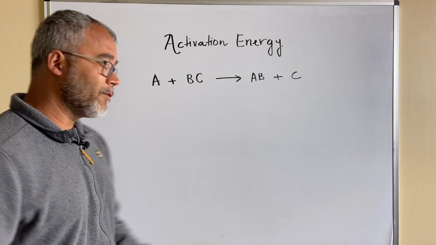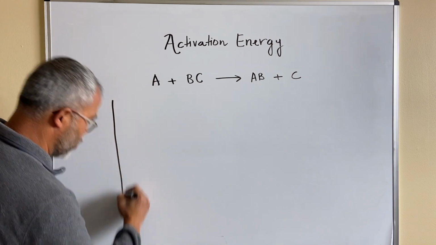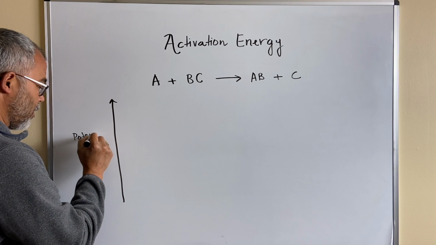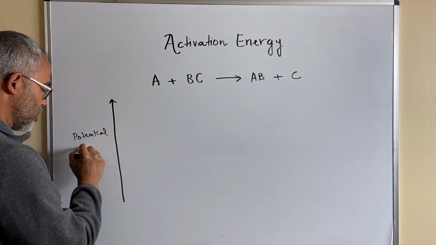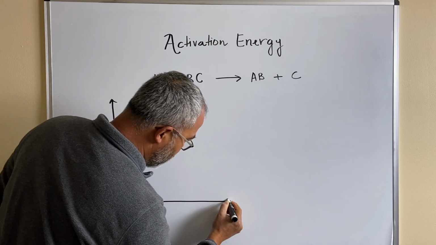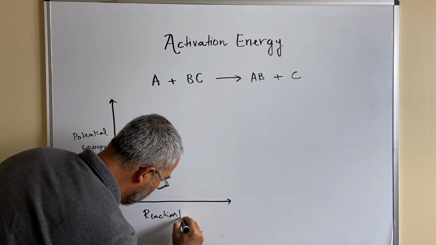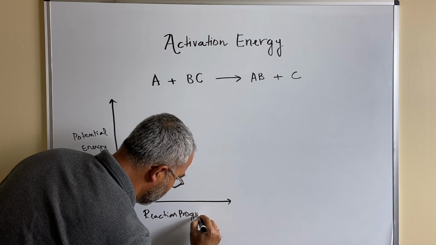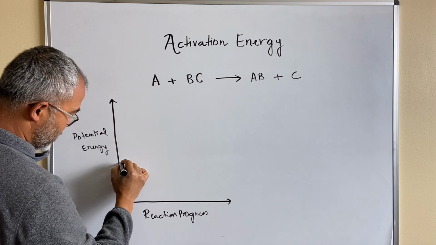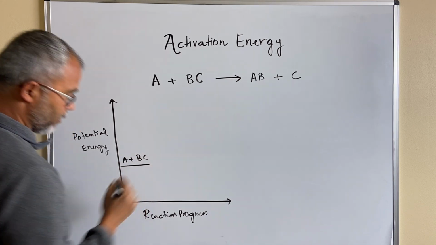If you depict activation energy on an energy profile diagram, we can show it out here. You have the vertical axis. Let's put our potential energy on the vertical axis, and on the horizontal we have our reaction progress. So if we put our reactants, let's say our reactants are at this energy level, that's the level of the energy.